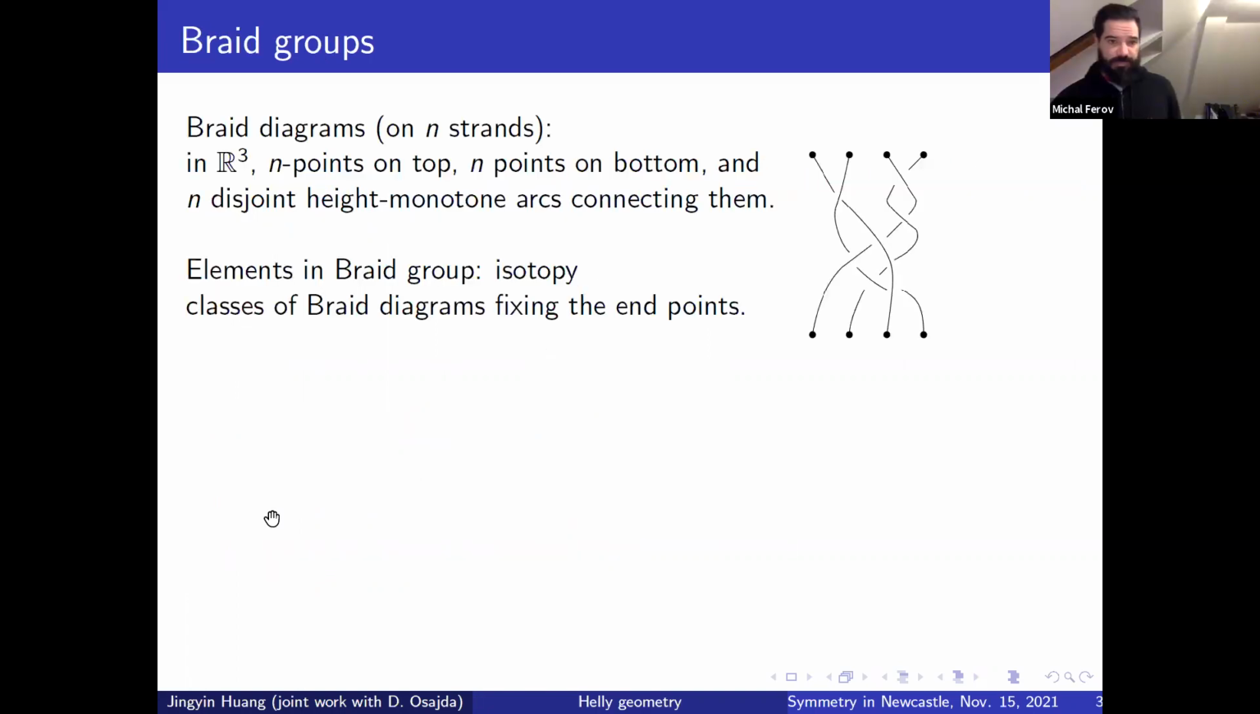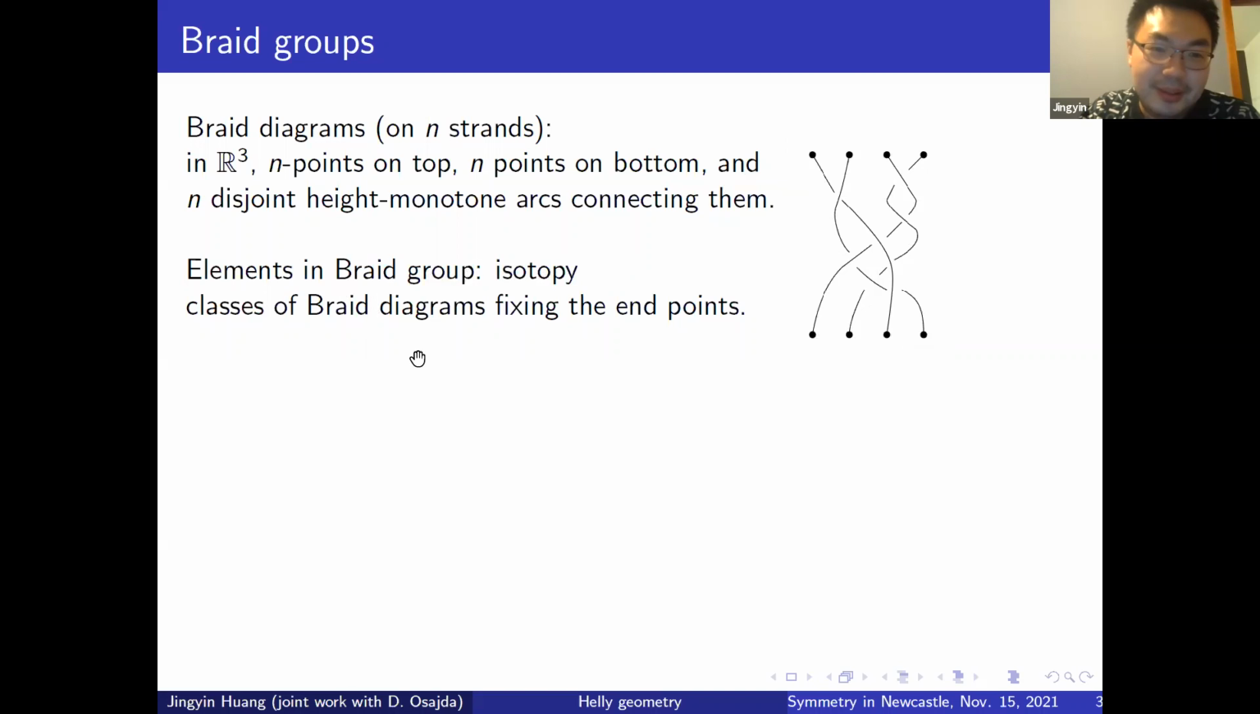And then the most famous example of an Artin group would be the braid group. So I briefly define what a braid group is. The elements of the braid group come from braid diagrams. A braid diagram is basically a diagram like this. I have endpoints on the top and endpoints on the bottom. This is the case n equals 4, and then I have n disjoint height-monotone arcs joining them. And then the elements in the braid group are just isotopy classes of braid diagrams. The isotopy is supposed to fix the endpoints at the top and the endpoints at the bottom.